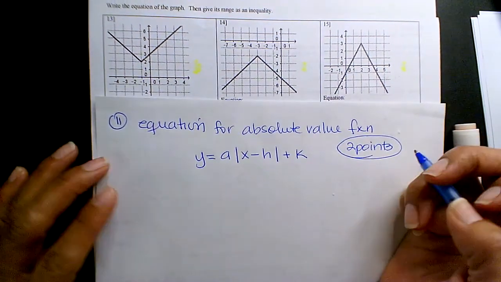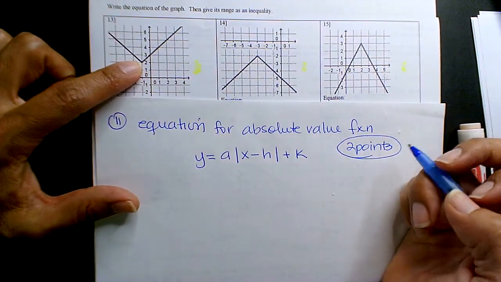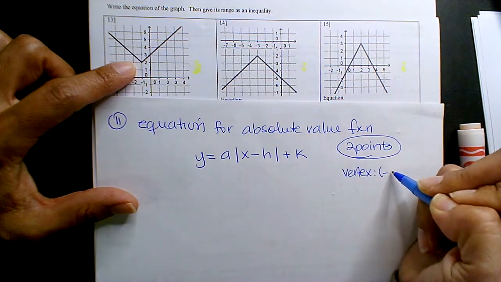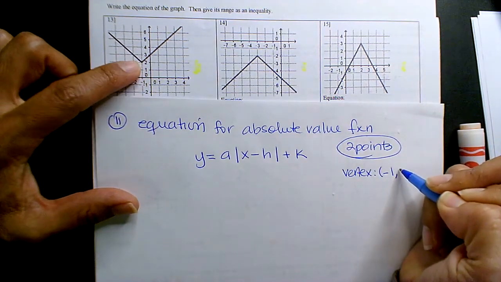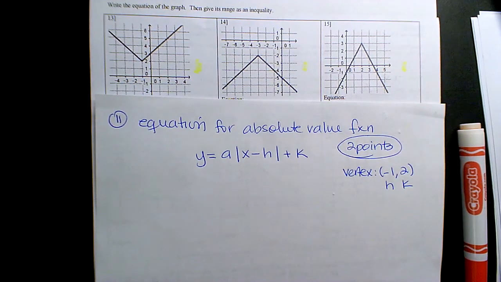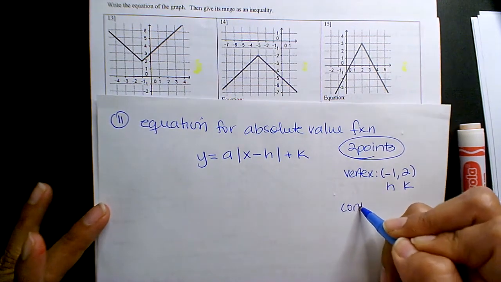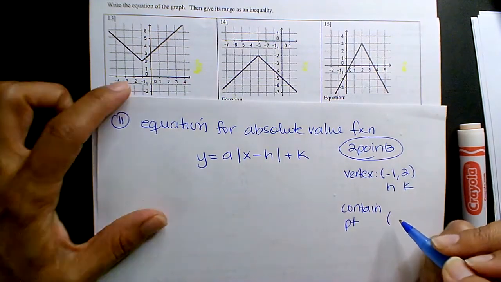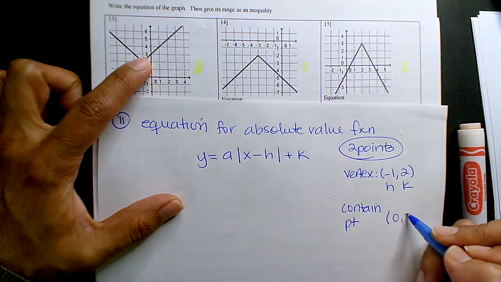Okay, what I see is my vertex is -1, 2. And so that's HK. Yeah? We're good? Okay, you need another point. You need a containing point, meaning the graph contains this point. And so 0, 3, right?